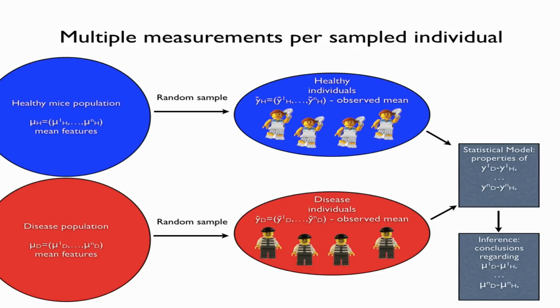We actually say that for those n traits, we would like to make n different inferences, because each of those traits might or might not be different between the healthy and the diseased individuals. So we end up in a situation where we make multiple tests.